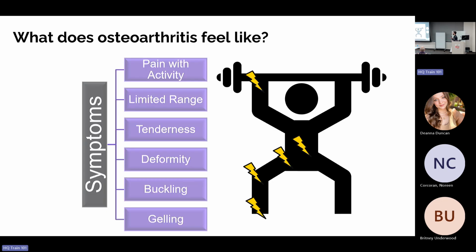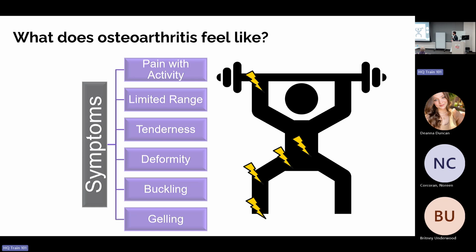So what does it feel like? As I was discussing, it's a non-inflammatory arthritis, so it's going to be painful with activity, and that's going to improve with rest. The joint may have a limited range due to changes in the cartilage that are happening inside. The joint can be tender, but it's going to have these deformities like you saw on the last slide, these nodules, these changes in the joint, which are going to cause the normal alignment of that joint to be abnormal.